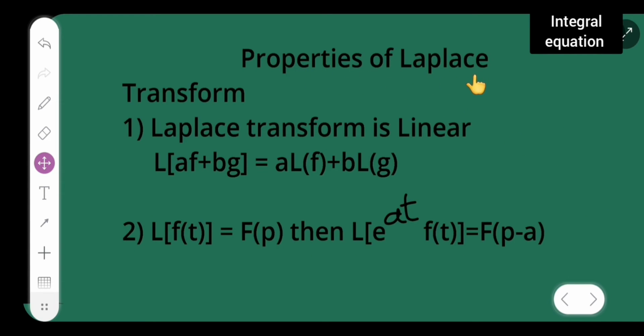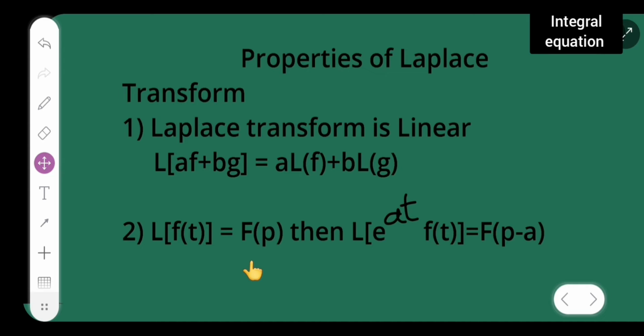Now properties of Laplace transform. First property is what? Linearity. Okay, Laplace transform is linear. L of af plus bg is equal to a times L of f plus b times L of g. Then the second is, if L of f of t is equal to F of p, then L of e raised to power at into f of t is equal to F of p minus a. This is the second one.